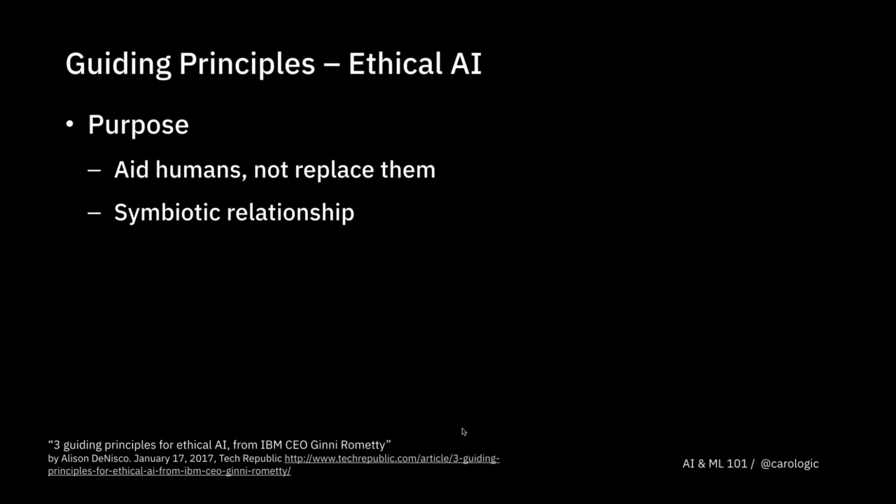So some guiding principles as you're working through these situations are thinking about the purpose. Why an AI? Is it to aid humans, ideally, not to replace them? And how can we work through a symbiotic relationship? There will be some job losses, but at the same time, how can we make sure that we're supporting humans and making sure that we're not making that as commonplace as people fear?